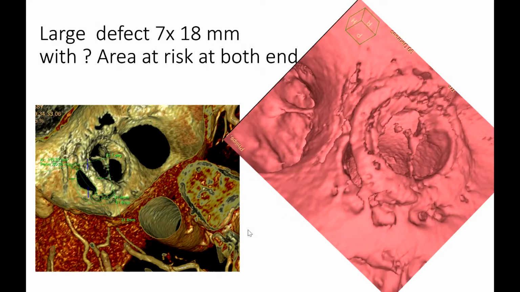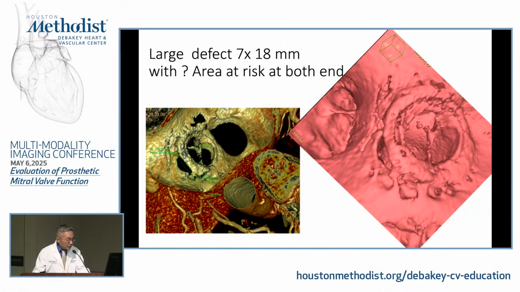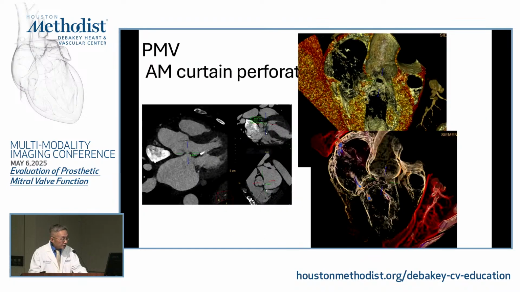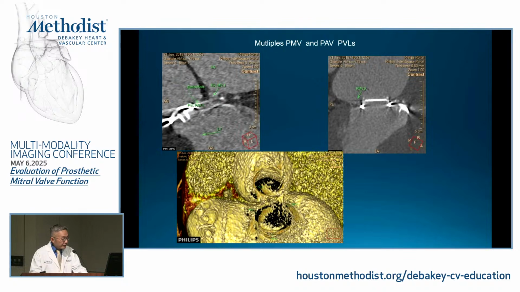And especially for a mechanical valve, the location and the size with respect to the hinge of the leaflet is very important, because if it affects the hinge, it could cause acute prosthetic valve dysfunction during the procedure. And this is just one interesting case of a patient with perforation of the anterior aortic-mitral valve curtain. In this case, a patient with multiple prosthetic mitral valve and aortic valve PVLs. And in 3D, you can see all these defects.